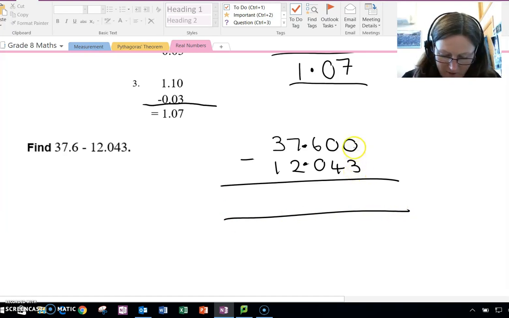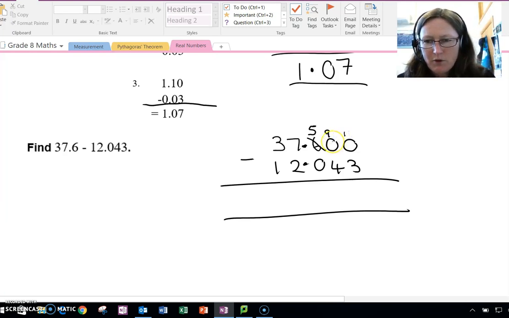So I can't take 3 from 0. I can't borrow anything from here. So from that 6, I change it to a 5. I put 9 of them there and 1 of them there. That's just normal subtraction. I won't go through that too much now in the video.